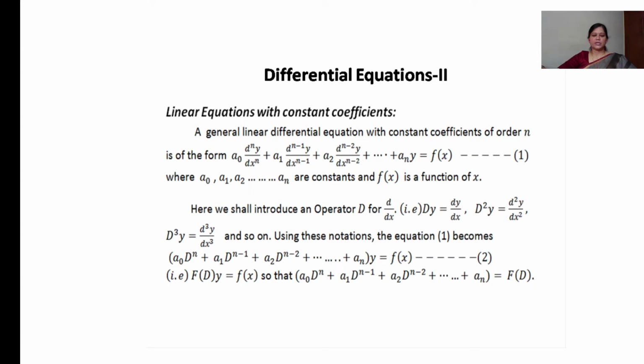Here we shall introduce a capital D as an operator for d by dx. Dy is equal to dy by dx, D square y is equal to d square y by dx square, and D cube y is equal to d cube y by dx cube, and so on. Using this notation, the equation 1 becomes a0 D to the power n plus a1 D to the power n minus 1 plus etc. plus an into y is equal to f of x. That is, f of D into y is equal to f of x, so that a0 D to the power n plus a1 D to the power n minus 1 plus a2 D to the power n minus 2 plus etc. plus an is equal to f of D.